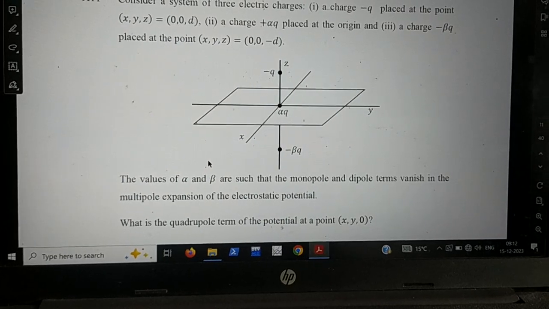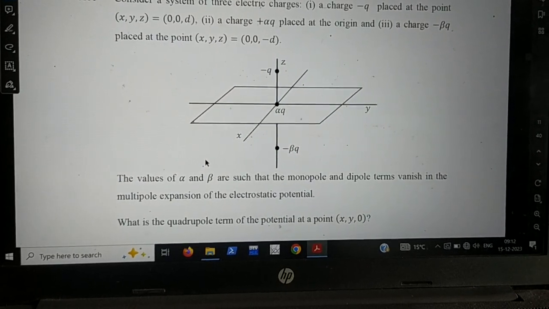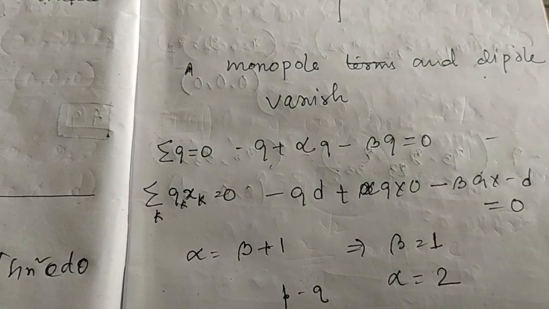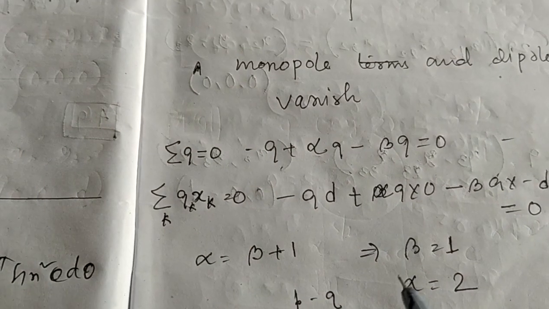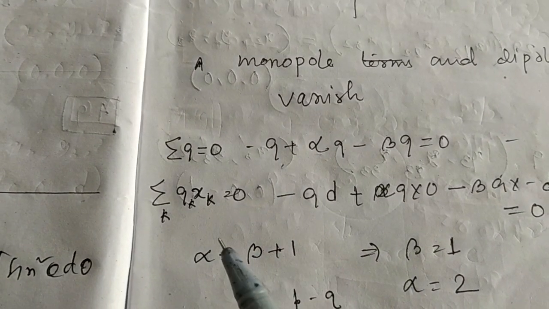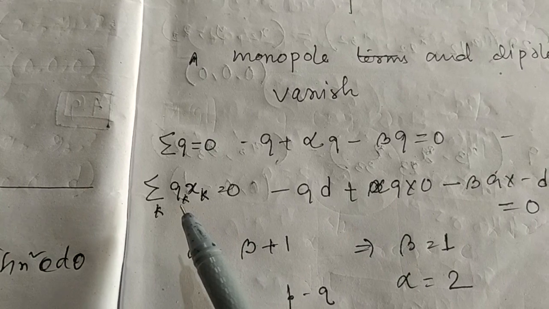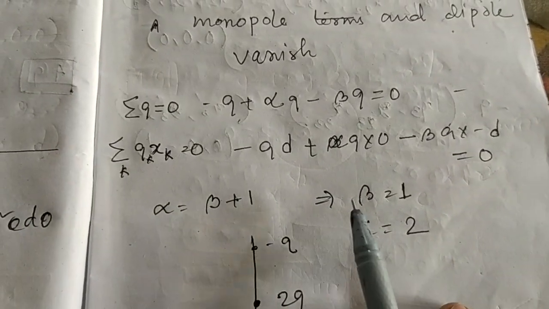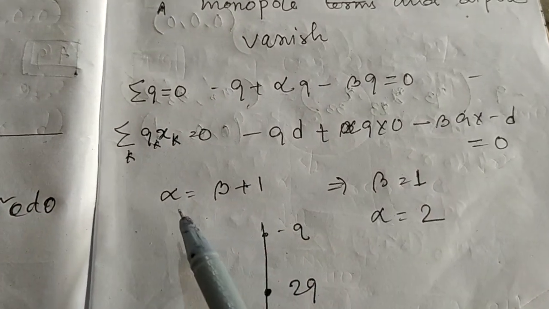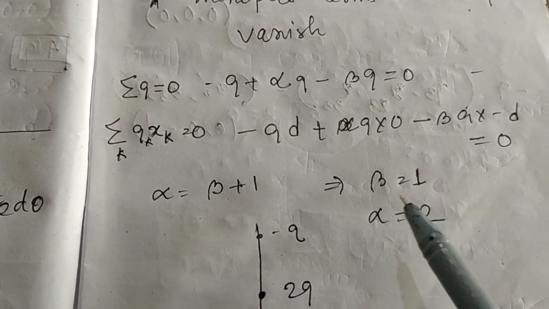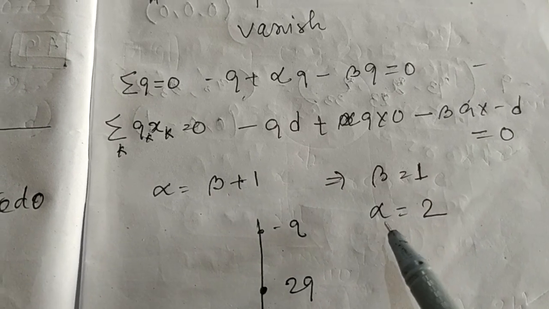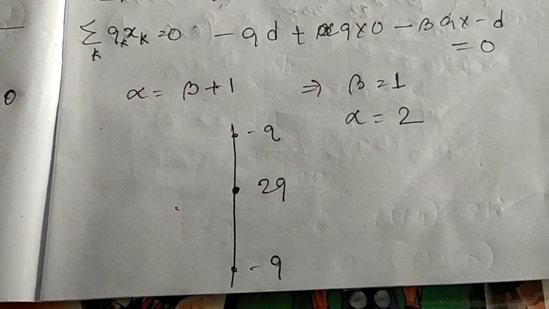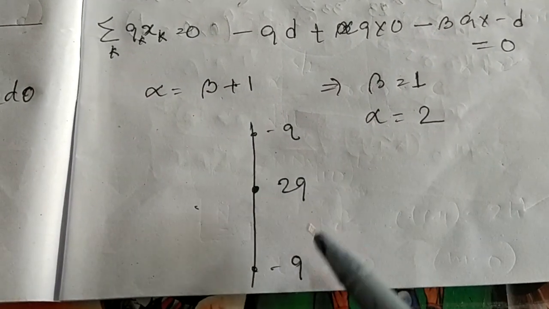So for this you first need to find out alpha and beta. They said that monopole and dipole terms vanish. So summation of q is 0, and the dipole term, summation of q times x, is 0. Solving these 2 equations, you get the relation alpha is equal to beta plus 1 and alpha beta is equal to 1. So alpha is equal to 2. So now your charge distribution looks like this: minus q, plus 2q, and minus q.